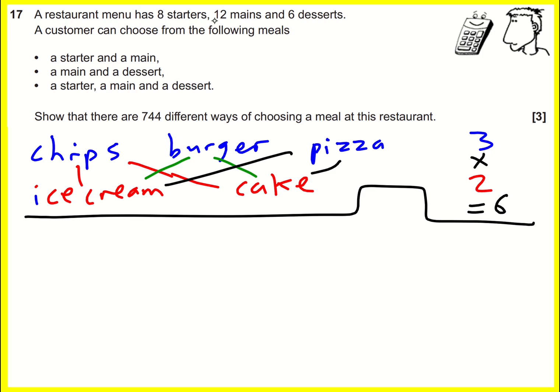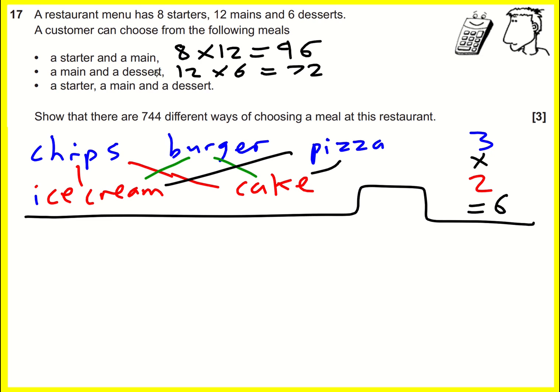If I've got 8 starters and 12 mains, well, for every starter, I've got 12 mains. So for my first starter, I've got 12 mains. For my second starter, I've got 12 mains. Overall, I'm going to multiply these numbers together. It's going to be 8 times 12, and that's equal to 96. If I'm only getting mains and desserts, well, for every main, there's now 6 desserts, but there's 12 mains, so it's going to be 12 times 6, and that equals 72.